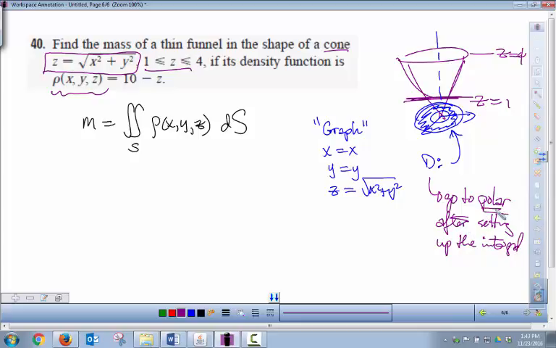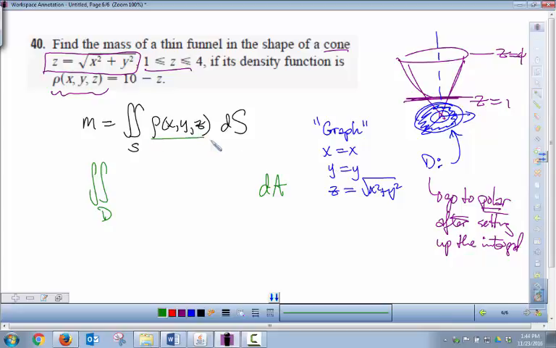Okay, so let's set up the integral first. Our integral is going to look like this now. It's going to be a double integral, and we're going to integrate over D. We know that this is a double integral because in the end I'm going to have, instead of a dS, a dA. And a dA is going to be dx dy or dy dx, in whatever order.